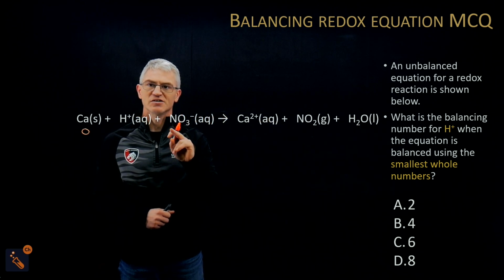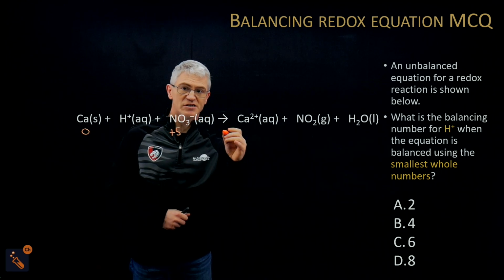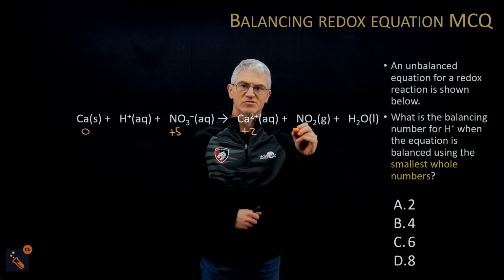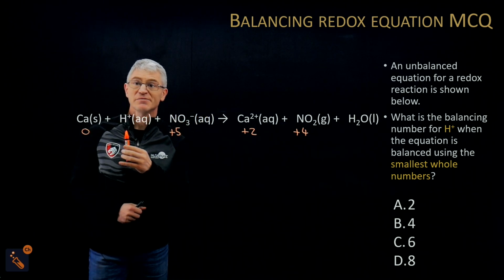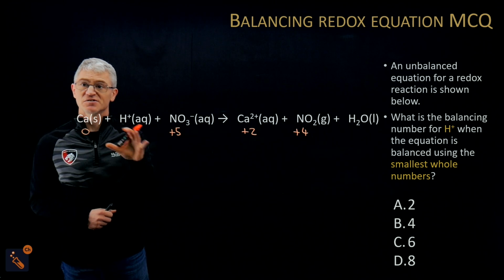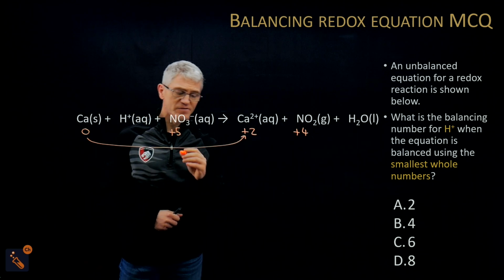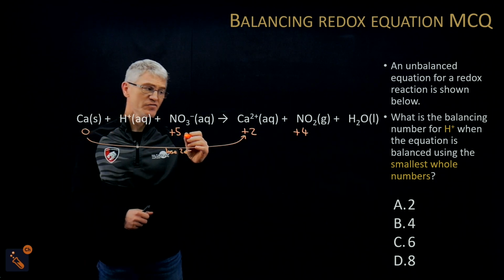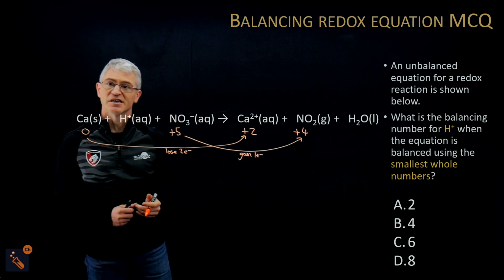But I'm going to do the nitrogen, because the nitrogen changes from +5 here. So I'm going to put +5. Then let's put the calcium, because we know that changed. So that's going to be +2, and then the nitrogen here is going to be +4. So we've got all these numbers and we need to make the electrons balance, as you've seen in a previous video. We know from here to here we lose 2e-, and from here to here we gain 1e-.